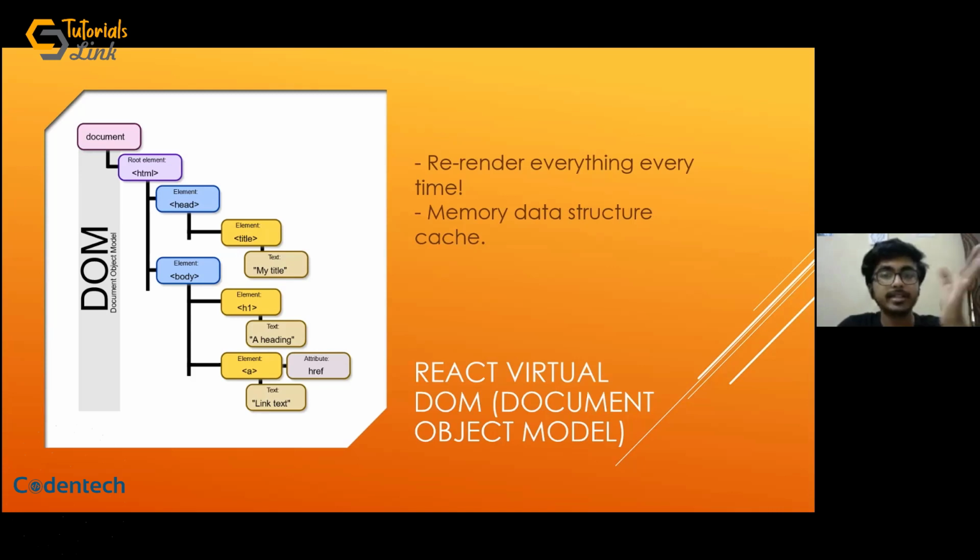And memory data structure cache. So what does that memory data structure cache mean? This particular thing means that copy section, which I explained to you earlier. When there is a copy, it means there is a memory data structure cache happening there, and it is maintaining everything which you want to display on the screen.